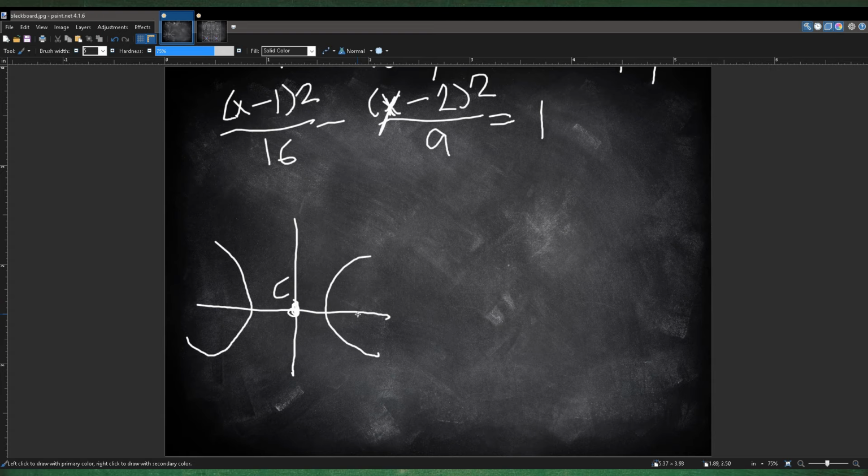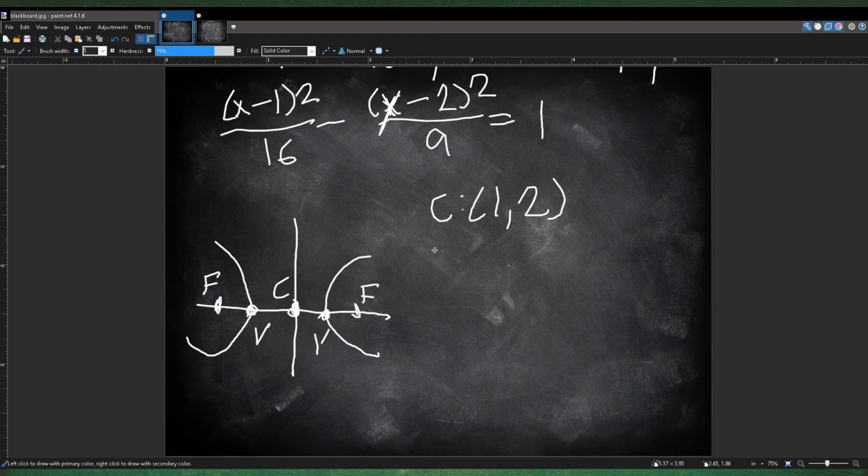We need to find the center. We have to find the foci, and we need to find the vertices. And then we also need to find the slant asymptotes. Okay, so we already have the general equation. So let's find the center. The center is right here. It's at 1, 2, basically, because 1 minus 1 is 0, and 2 minus 2 is 0. Basically, the x and y terms right there.